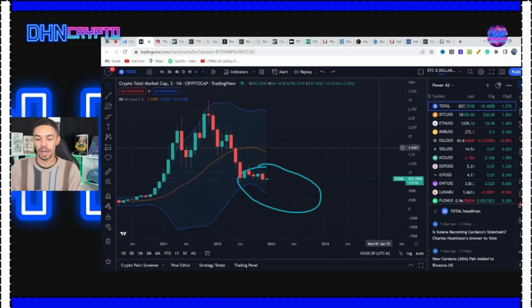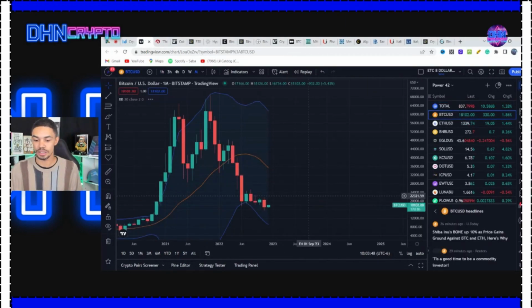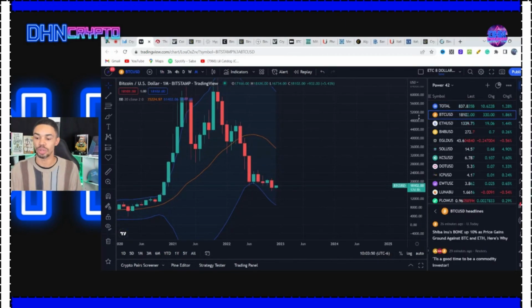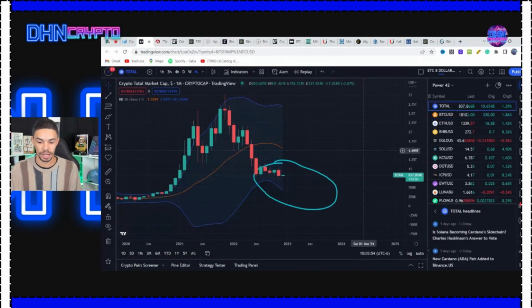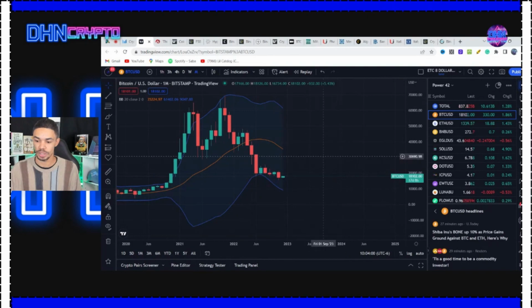All right. The reason why I have this highlighted is because you can see that we still have room for one more drop. Okay. And this is just the same on the Bitcoin chart. What you'll notice is that Bitcoin and total crypto market cap, they move a lot the same way. Okay. So with that as the base for our understanding, let's go over to BTC.